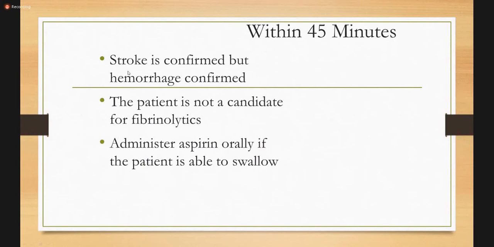Within 45 minutes, you have to check whether the stroke is confirmed as hemorrhage. If hemorrhage is confirmed, the patient is not given fibrinolytics, but is given aspirin orally if able to swallow. If the patient does not have hemorrhagic stroke, then you go for fibrinolytics like TPA, which I told you about in the previous lecture, or give aspirin. If it is hemorrhagic stroke, then you don't give TPA or aspirin.